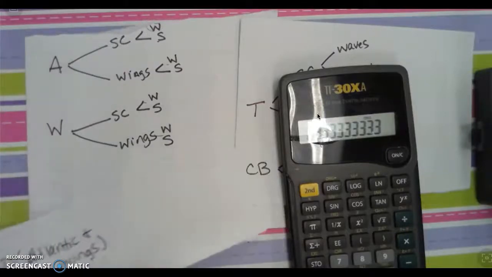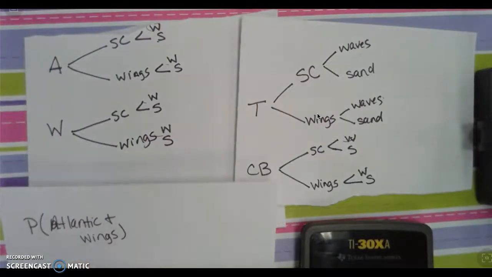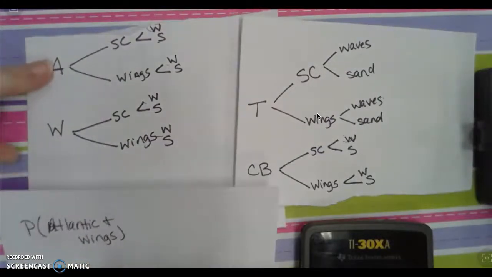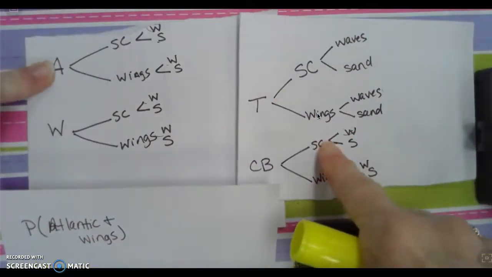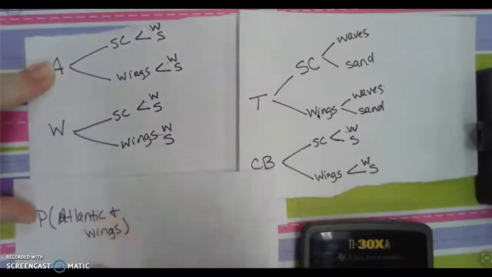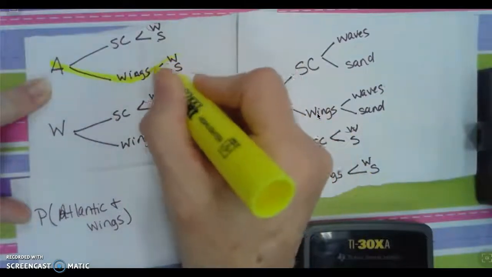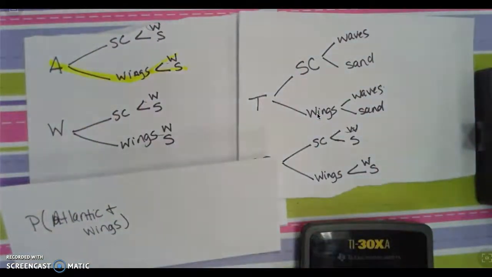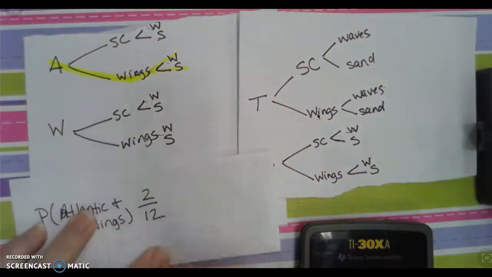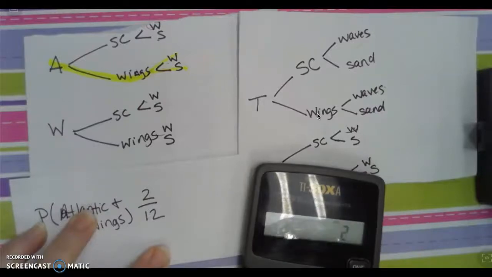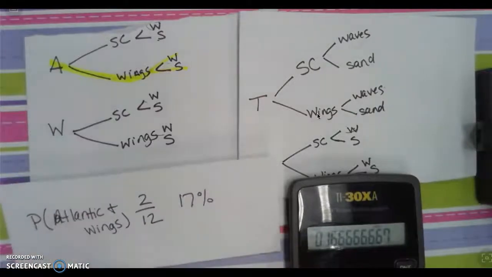Now the next one, it says the word and. Remember when it says the word and, both things have to happen at the same time. So I have to be at Atlantic, so that means that Wrightsville, Topsail, and Carolina Beach are not going to be in the mix this time. So I'm at Atlantic and Wings. So Atlantic and Wings, and then waves and sand. So that would only be 2 options out of all of those. So that would only be 2 out of 12, which 2 divided by 12 equals 17%.